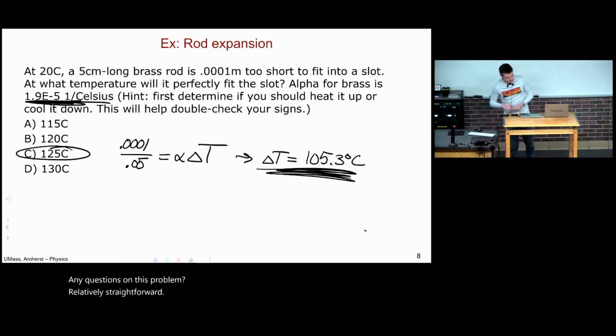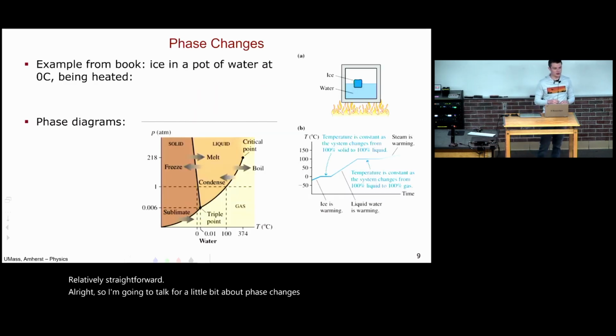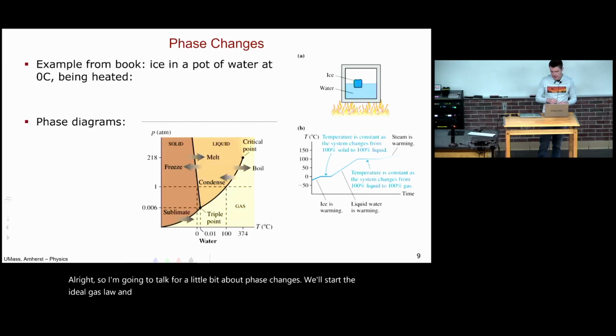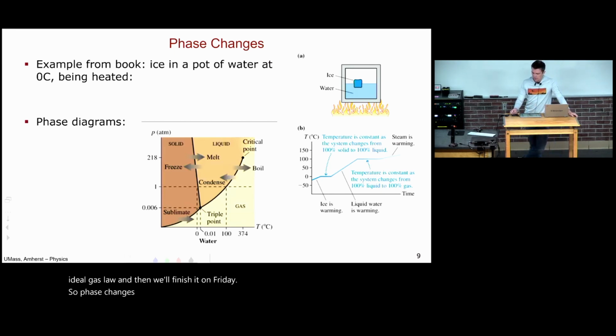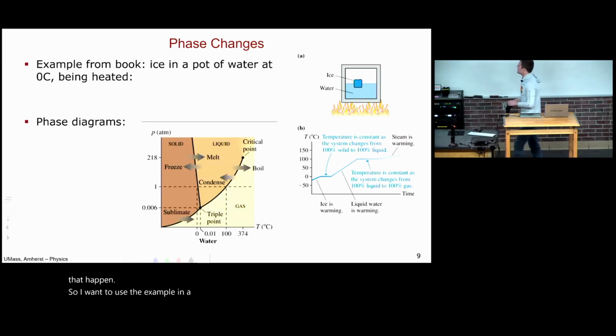All right. So I'm going to talk for a little bit about phase changes. We'll start the ideal gas law, and then we'll finish it on Friday. So with phase changes, there's a couple of things that are a little bit non-intuitive that happen. I want to use the example in a textbook of if you have ice in water at 0 Celsius, and you start heating the system.